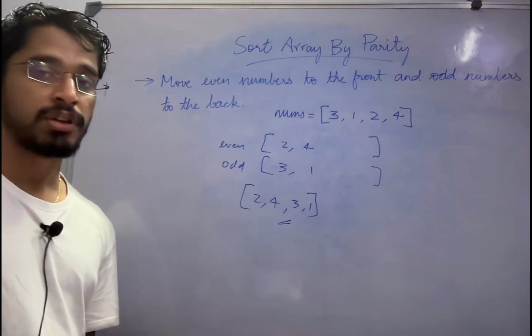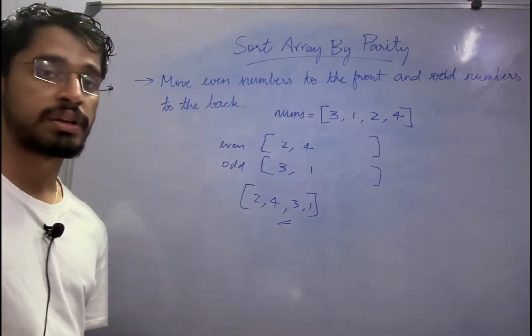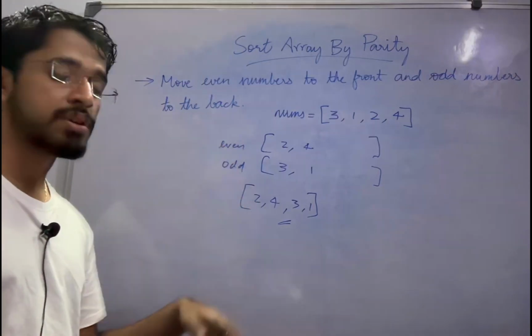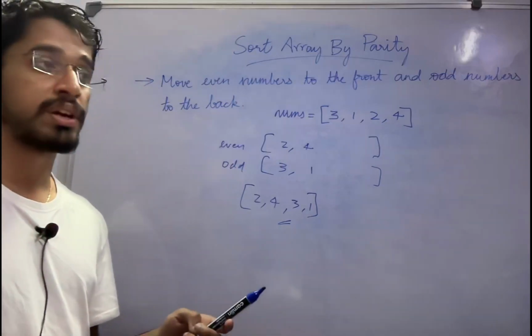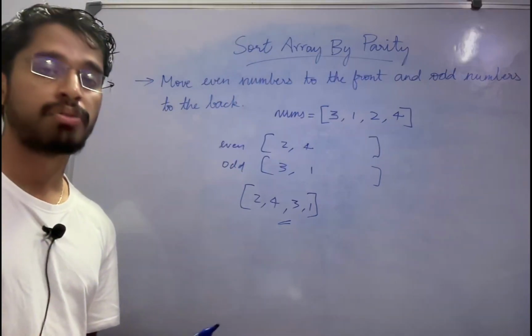So what is the problem here? We are creating two additional data structures to store the even and odd numbers. So is there a way we can modify the existing array itself so that we are not creating additional space? So how do we solve that?